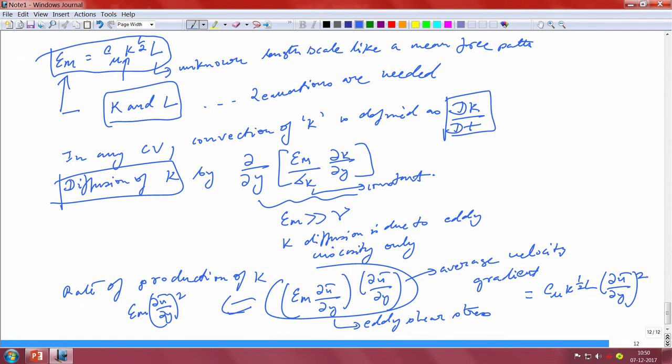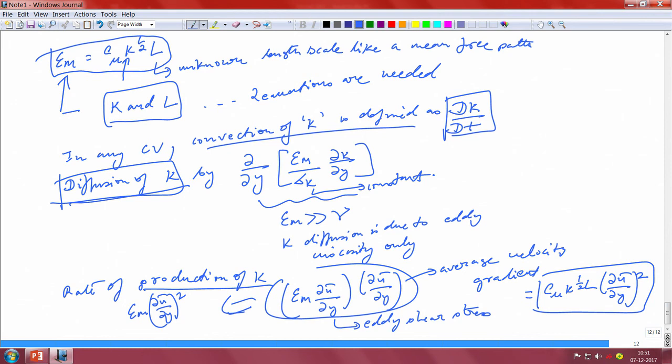Now, there is an advection, a convection, there is a diffusion, there is a production. The only other thing that is remaining is dissipation. There should be a dissipation of K as well. We will see in the next class how that dissipation equation is actually written, because once we are able to write the dissipation equation, then we can write the full transport equation of K and then see how that equation can be solved.